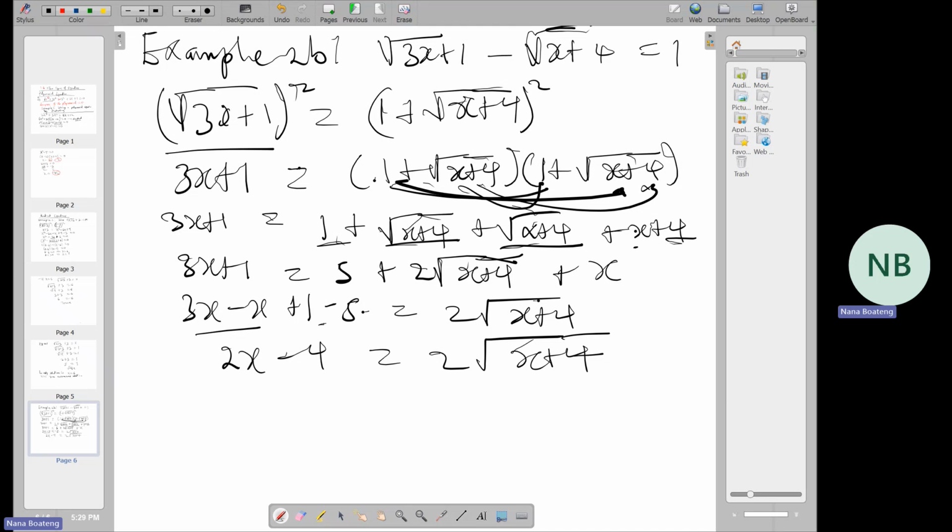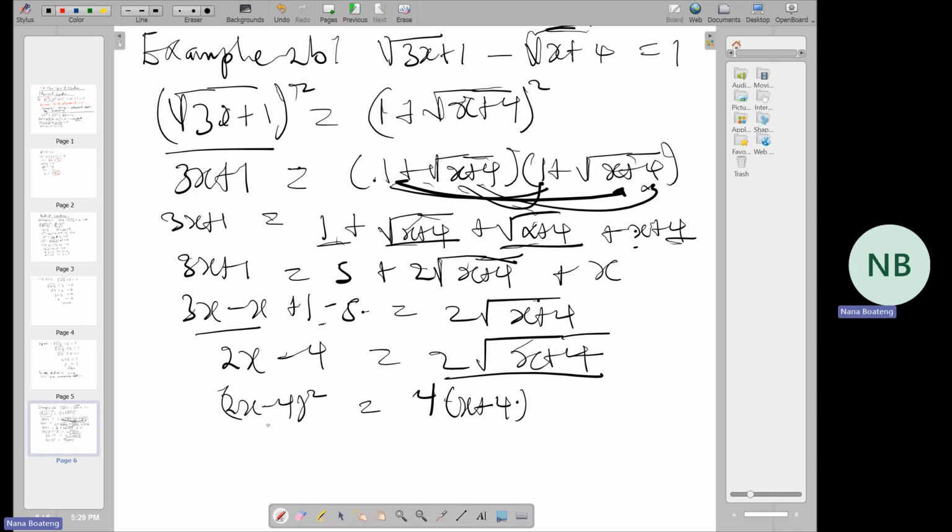All right, so from here, we can square both sides, and that will give us 2x minus 4 squared is equal to 4x plus x plus 4. If we square this term, the 2 will be 4, and the square root sign will go away. So we get 2 times 4 plus x plus 4.